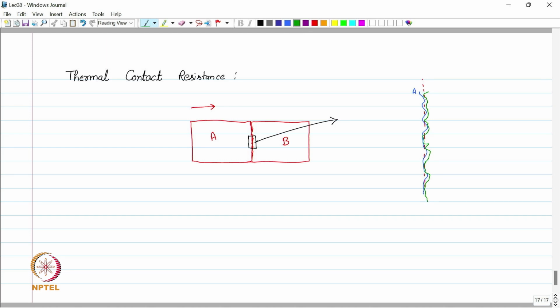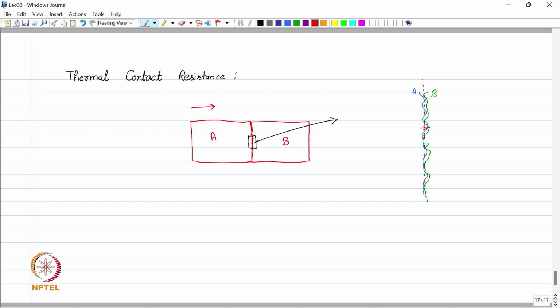So we see that there is no proper contact between material A and material B because of the surface roughness. They are not very much in close contact. So now if the heat is flowing from material A to material B, that heat will have two paths. One is the path where they are in contact.